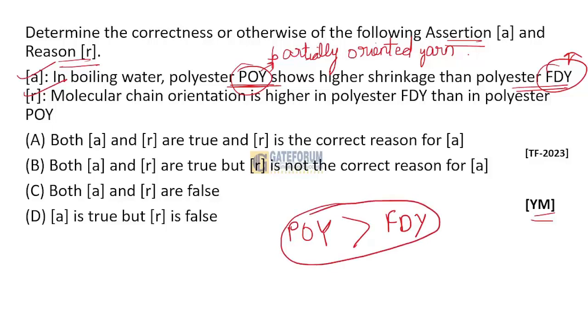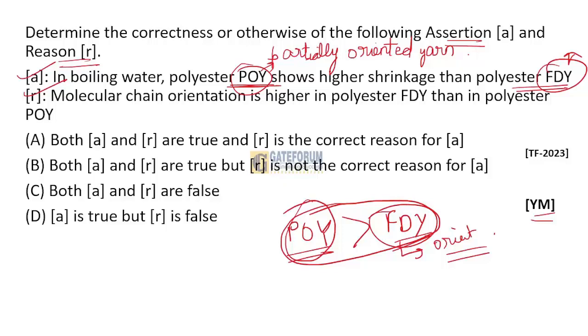It is due to the fact that POY being partially oriented has some degree of molecular orientation, whereas FDY has a higher degree of molecular orientation. FDY is fully drawn, so the orientation is comparatively high. This difference in molecular orientation affects the behavior of the yarns when they are exposed to boiling water. So POY shrinks more because FDY is already fully oriented, but POY is not fully oriented. When they are put in boiling water, shrinkage happens in POY, because the orientation is not as much as in FDY, so they shrink comparatively more.